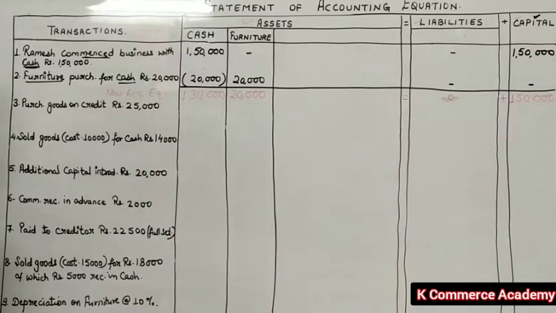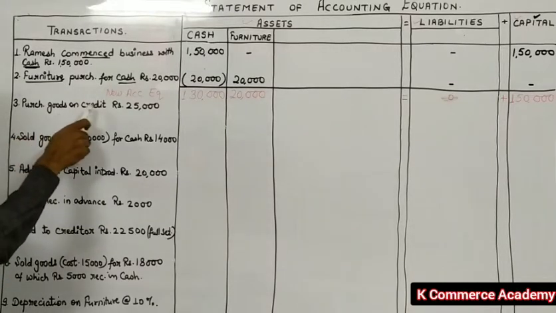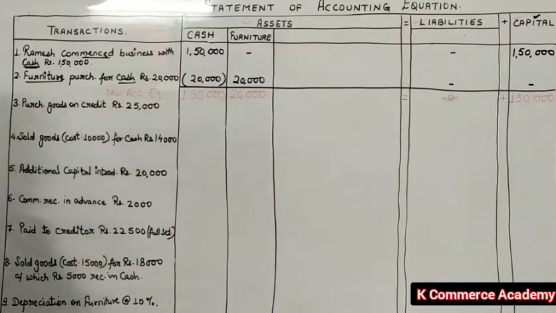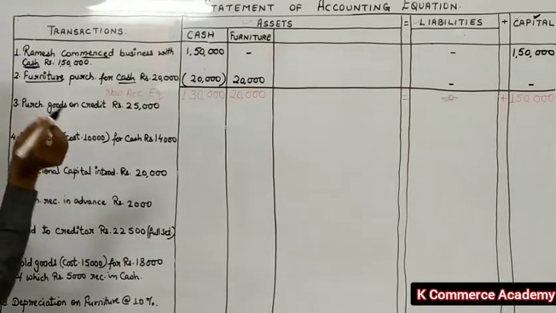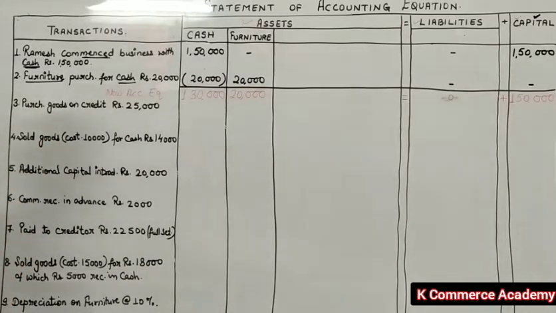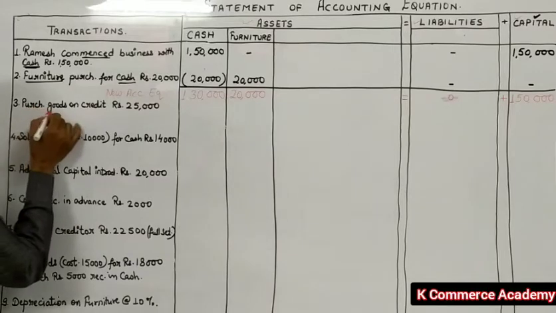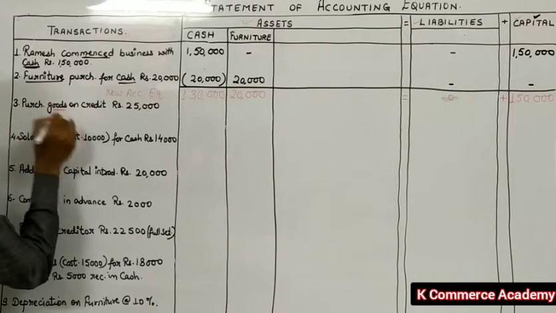Moving to the third transaction, purchased goods on credit rupees 25,000. Again, what accounts have got affected? First of all, goods. You have purchased goods and goods give rise to an account known as stock.